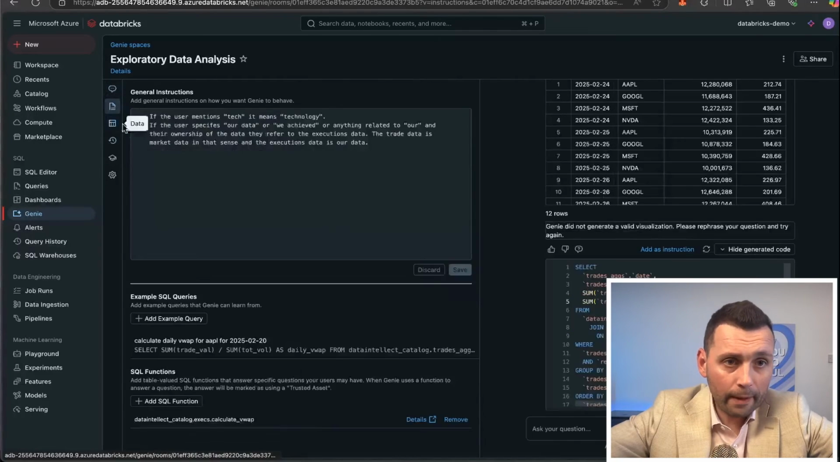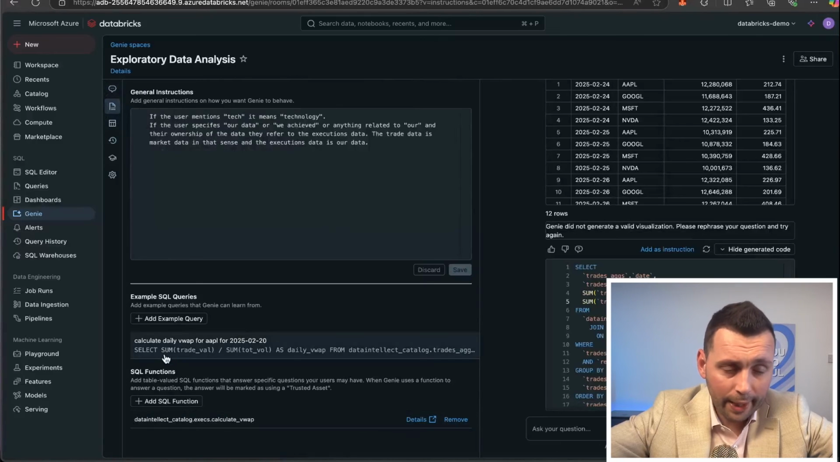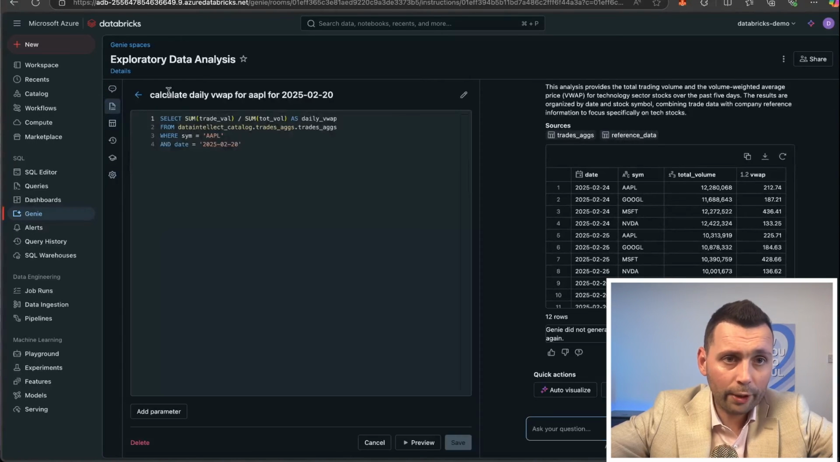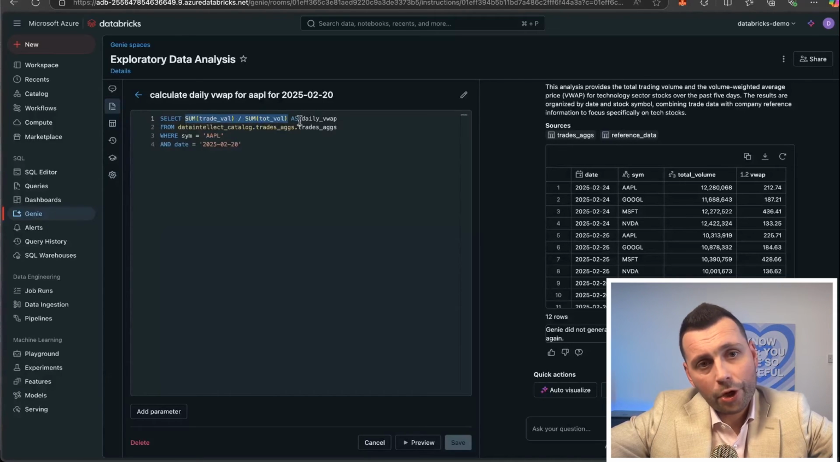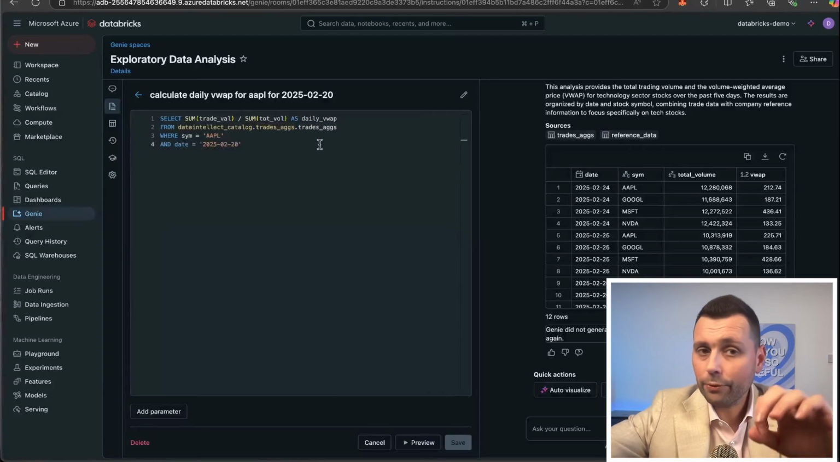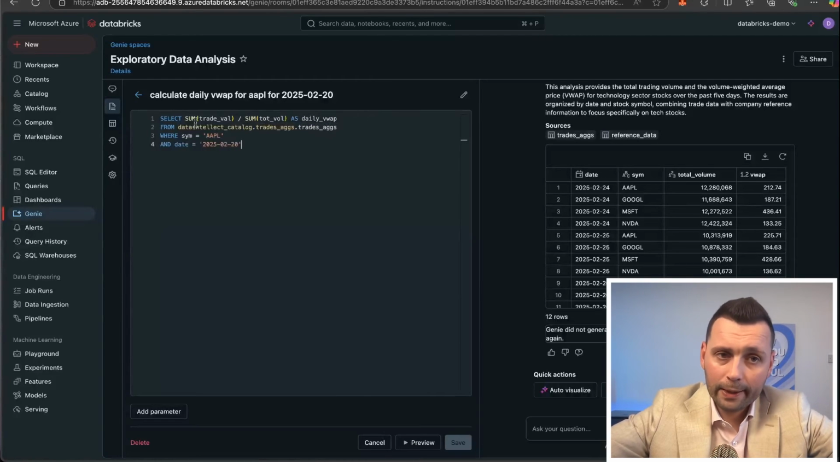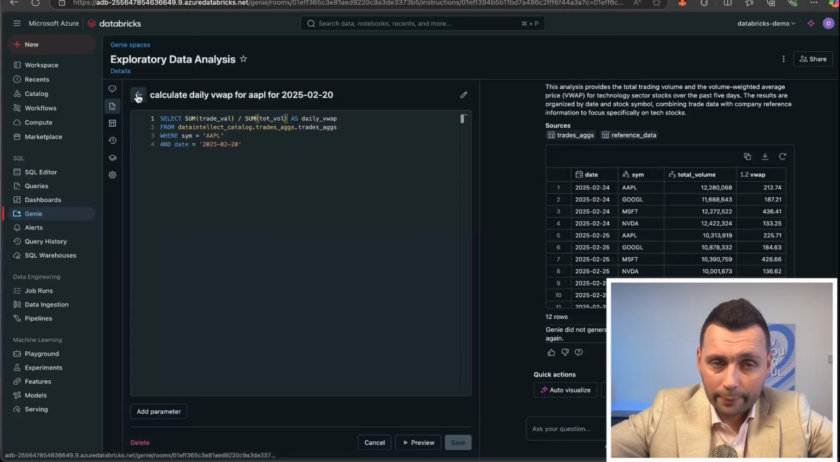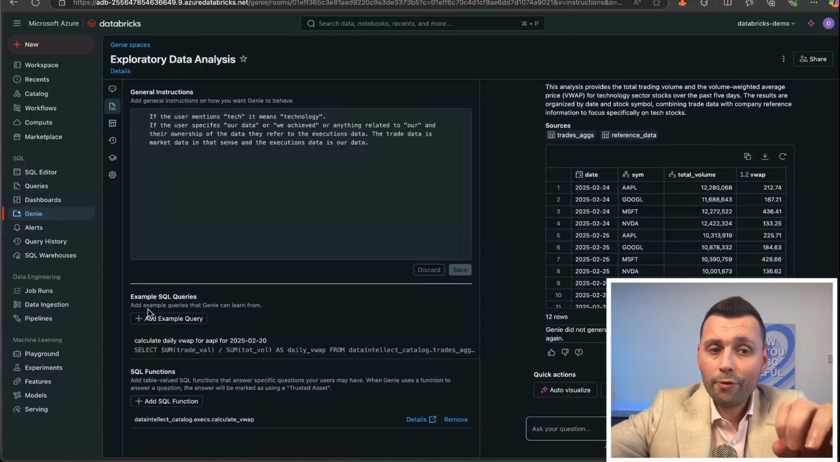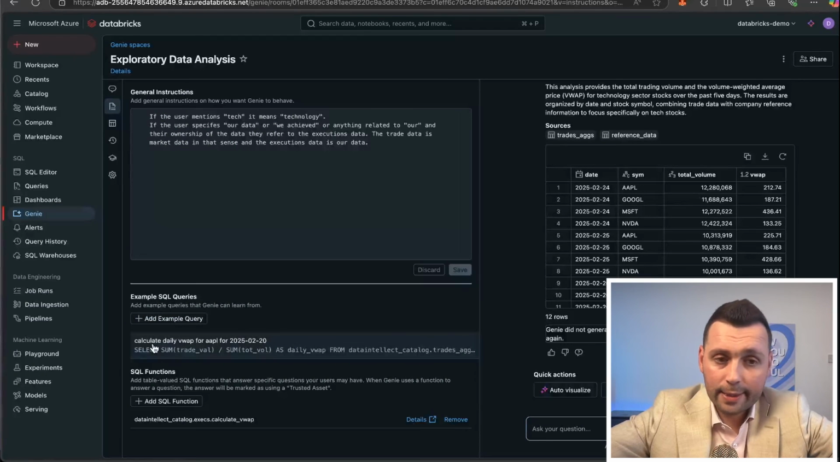Well, in our instructions, I gave it an example of how to calculate the VWAP for Apple, for example, for a specific day. So I instructed Genie that these two are the columns that are relevant to calculate the daily VWAP from the trades aggregations table. Okay, so it now knows that for market data, it needs to run this type of calculation. So that's why Genie actually went ahead and understood from our example queries that this is the query to run.